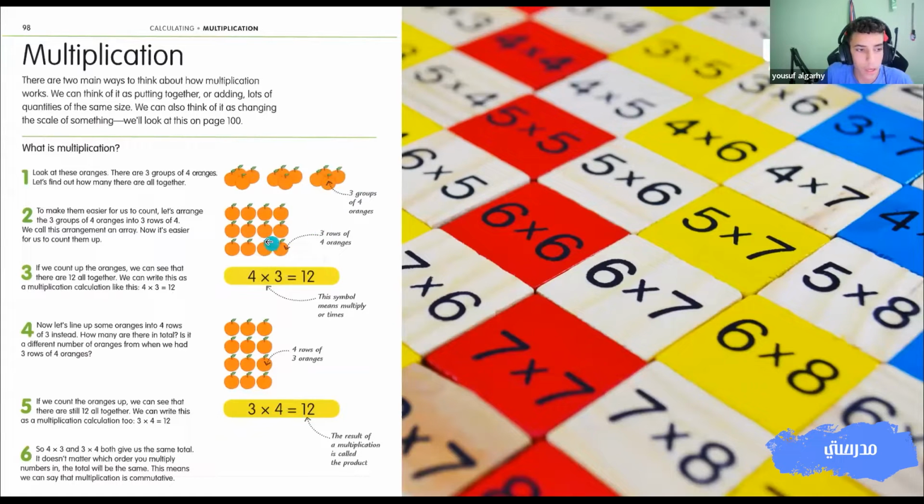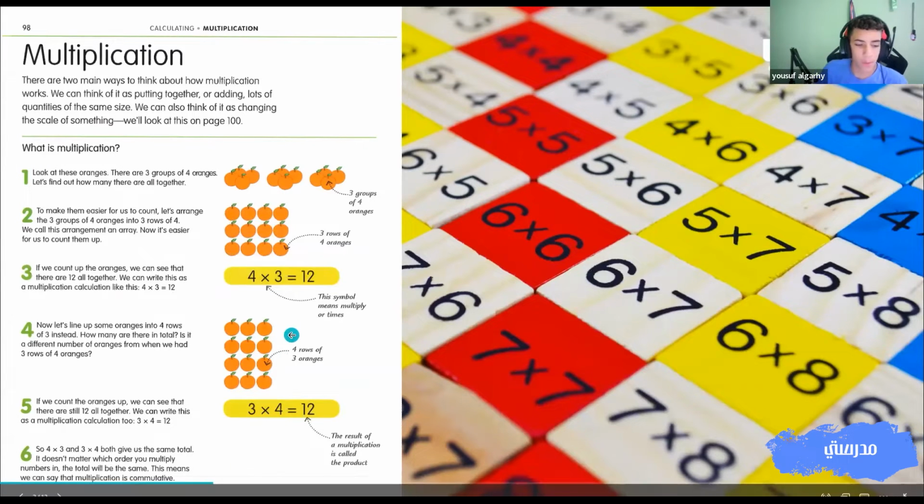And here we have 3 rows of 4 oranges. So we have 1, 2, 3 rows with 1, 2, 3, 4 oranges in each one. And that still equals 12. So we have 4, 8, 12. Okay. So now let's say we flip the numbers.